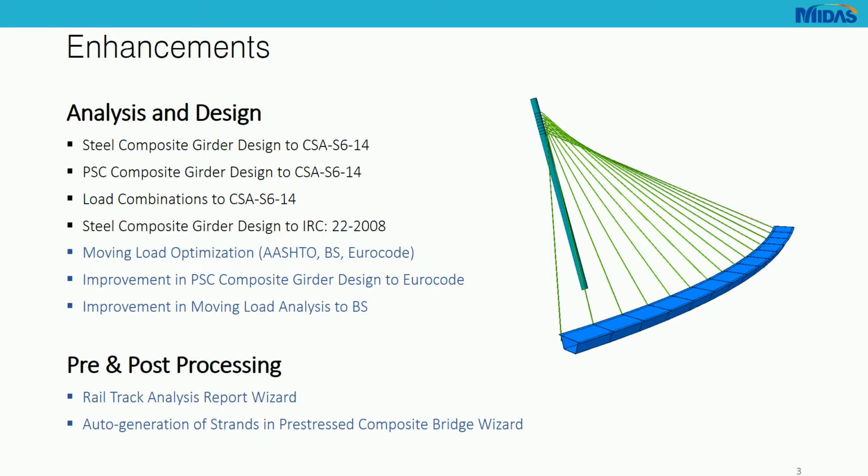And the ones that we will be covering today are those for the moving load optimization as per the BS and Eurocode. And then some improvements to the pre-stressed composite girder design to Eurocode, some improvements to the moving load as per the British standards. And then for pre and post processing we have added a report function for the rail track analysis wizard. And also the automatic generation of strands for the pre-stressed composite bridge wizard. Now let's go straight into the improvements.